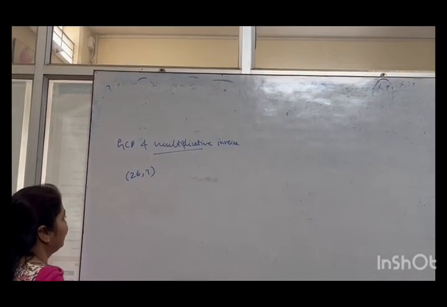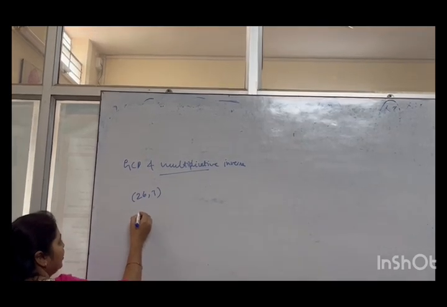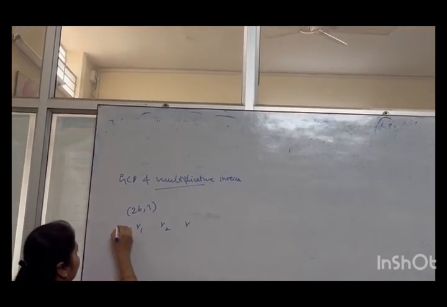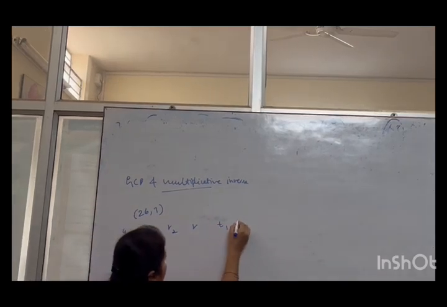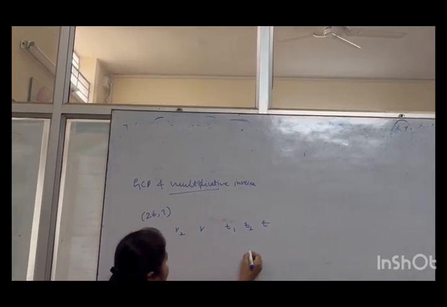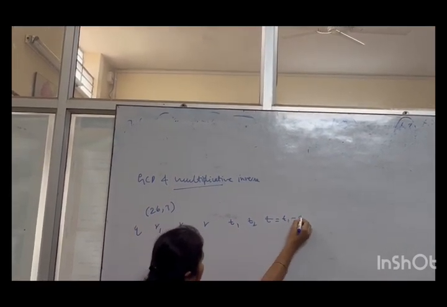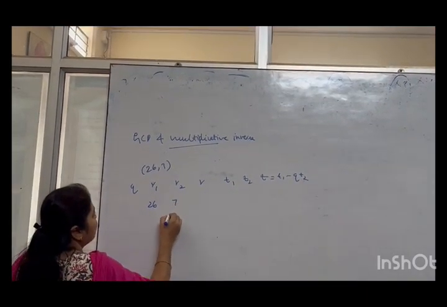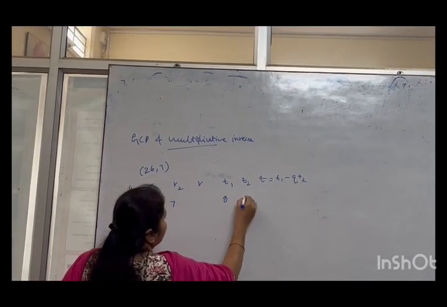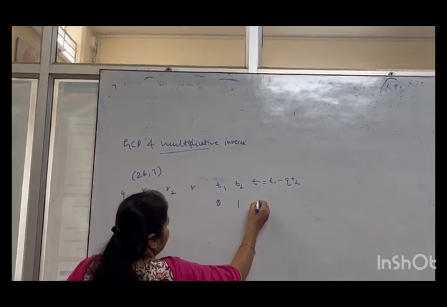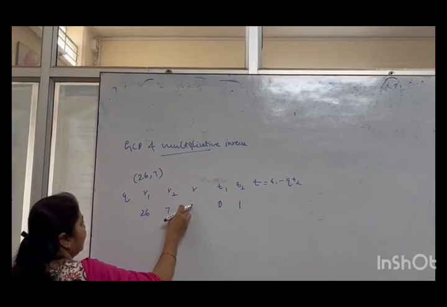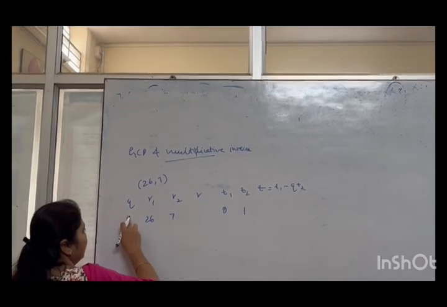So again the same procedure, using the Euclidean algorithm. First we need to define R1, R2, R, Q and T1, T2, as well as T. T is equal to T1 minus Q into T2, and R1 is equal to 26, R2 is equal to 7, T1 is equal to 0 and T2 is equal to 1. Before calculating T, we need to obtain R as well as Q.